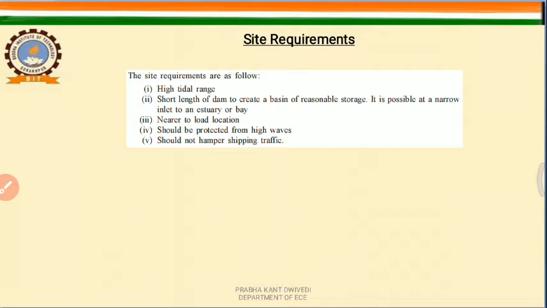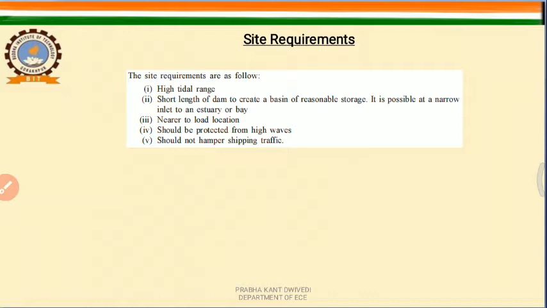It is very easy to construct a sluice gate and install a turbine in the opening of this estuary. So to save the investment, to save the cost of construction, we always select a site which has a bay or estuary.